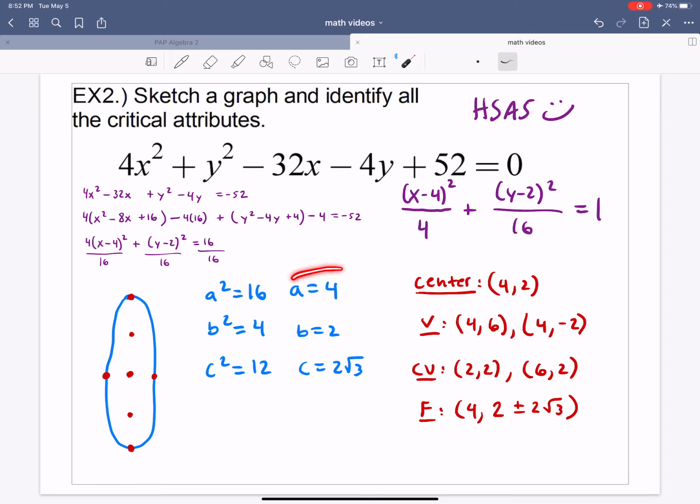Well, if A and B were whole numbers, it was easy to write out the coordinates. I can't do that here because 2 root 3 is irrational. It's going to be a pretty ugly decimal. So I'm just going to leave it like this. This is the most descriptive way to leave that. Awesome. Major axis is 8. Minor axis is 4. We don't need to take time on that. That's pretty easy. Okay? Moving on.